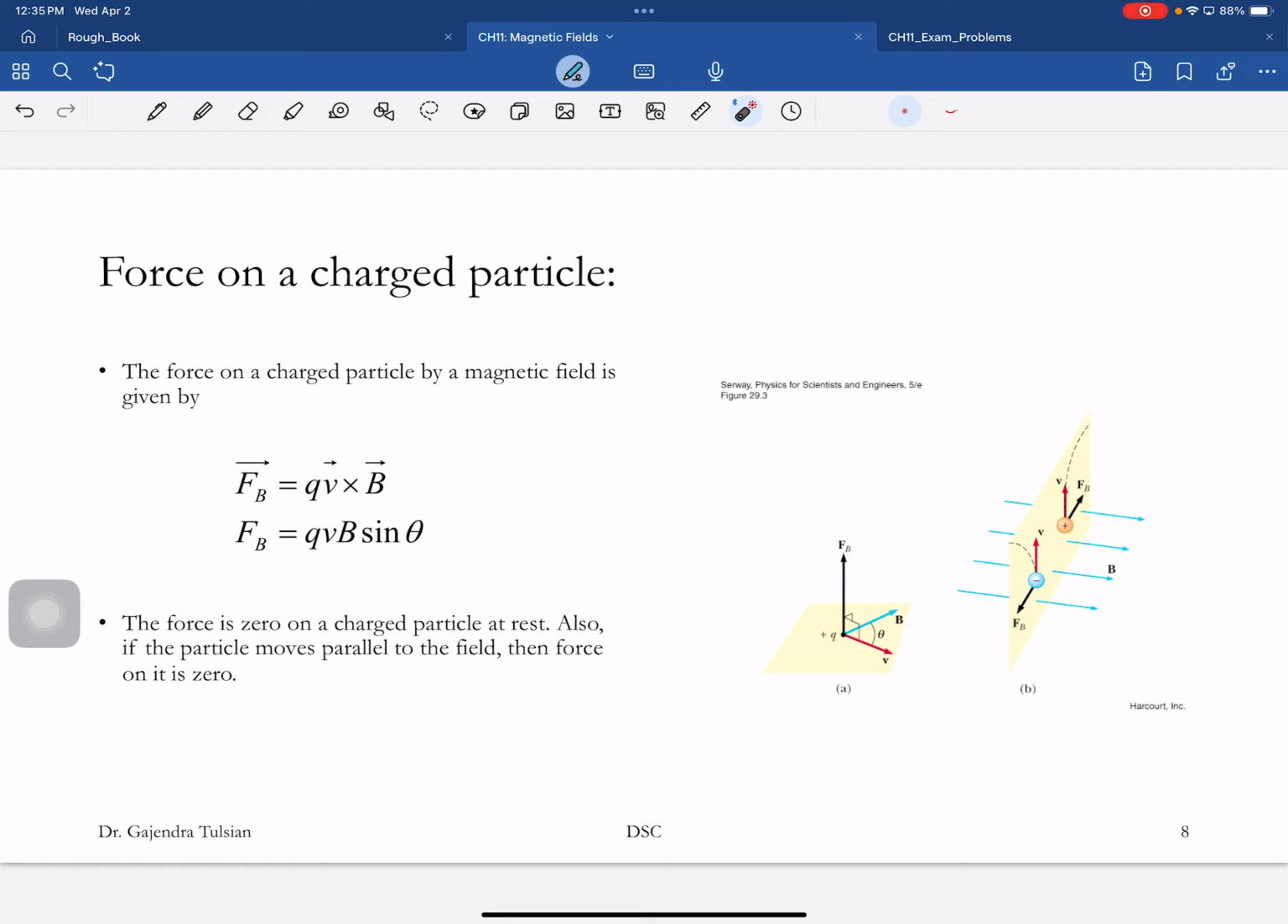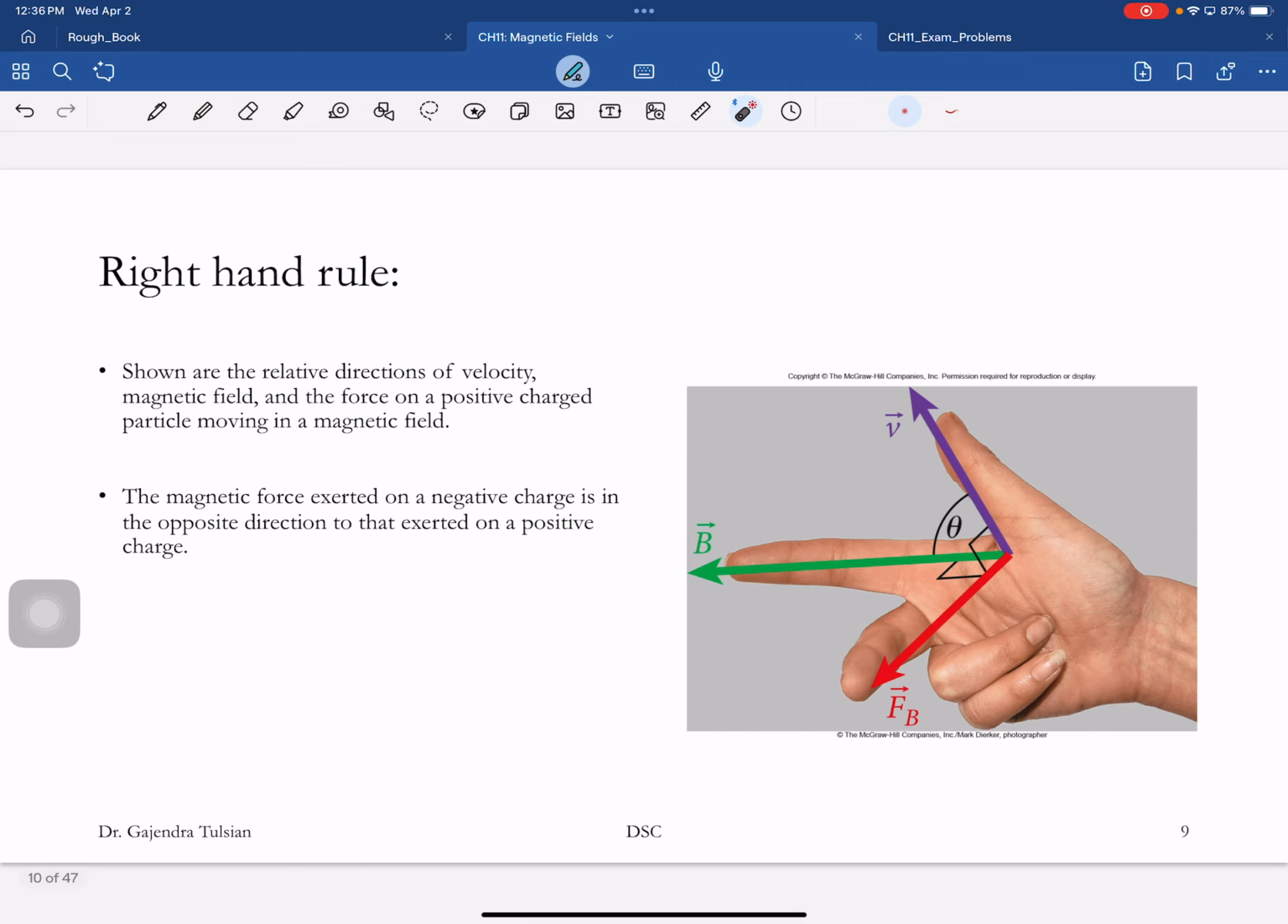And you saw that the magnetic force on a moving charged particle is perpendicular to the plane containing V and B. And you saw that this force is zero if V is parallel to B or anti-parallel to B. That's the only time it won't exert a force on it. Again, we have the right-hand rule. You use your right hand, and V cross B is that vector, and that's the direction of the force.